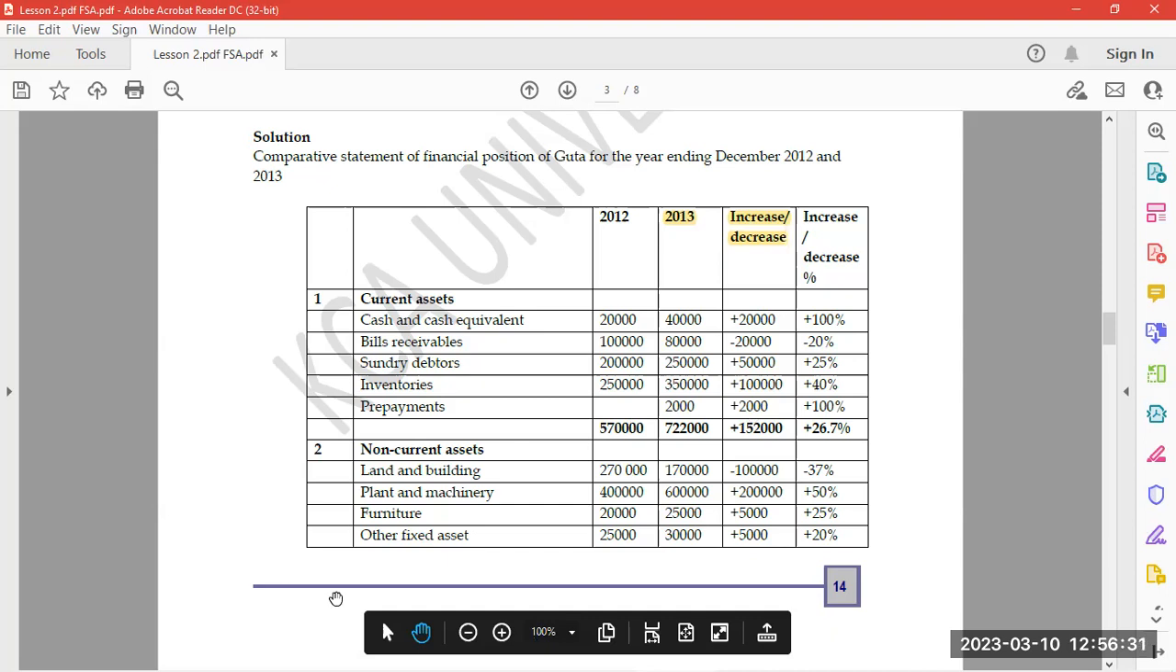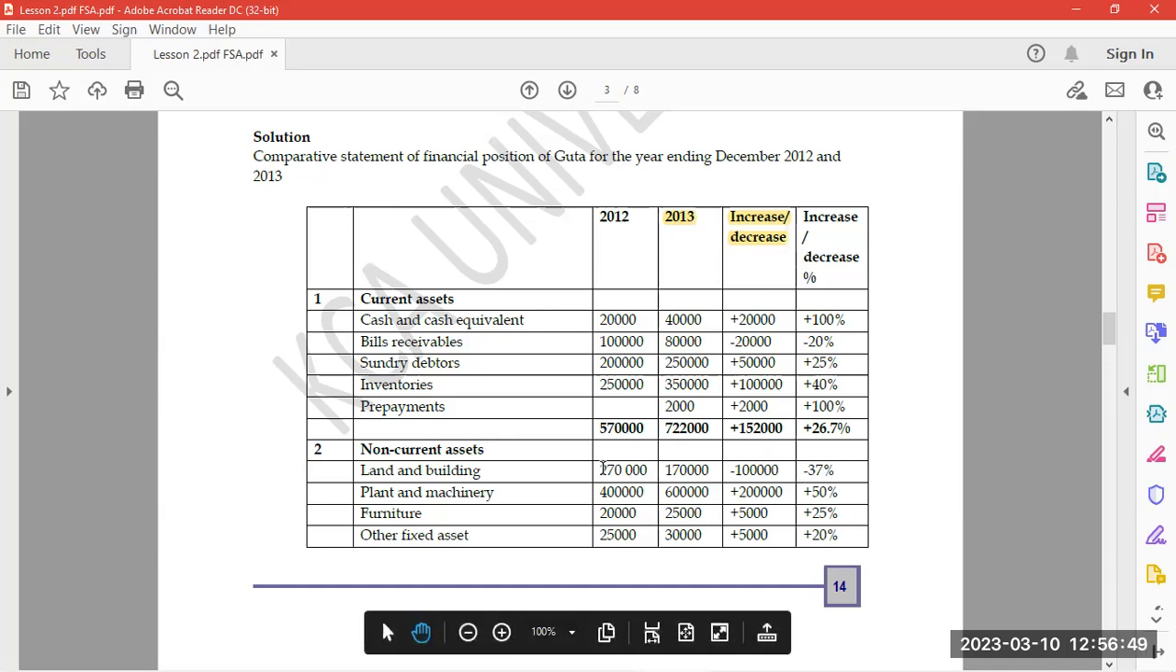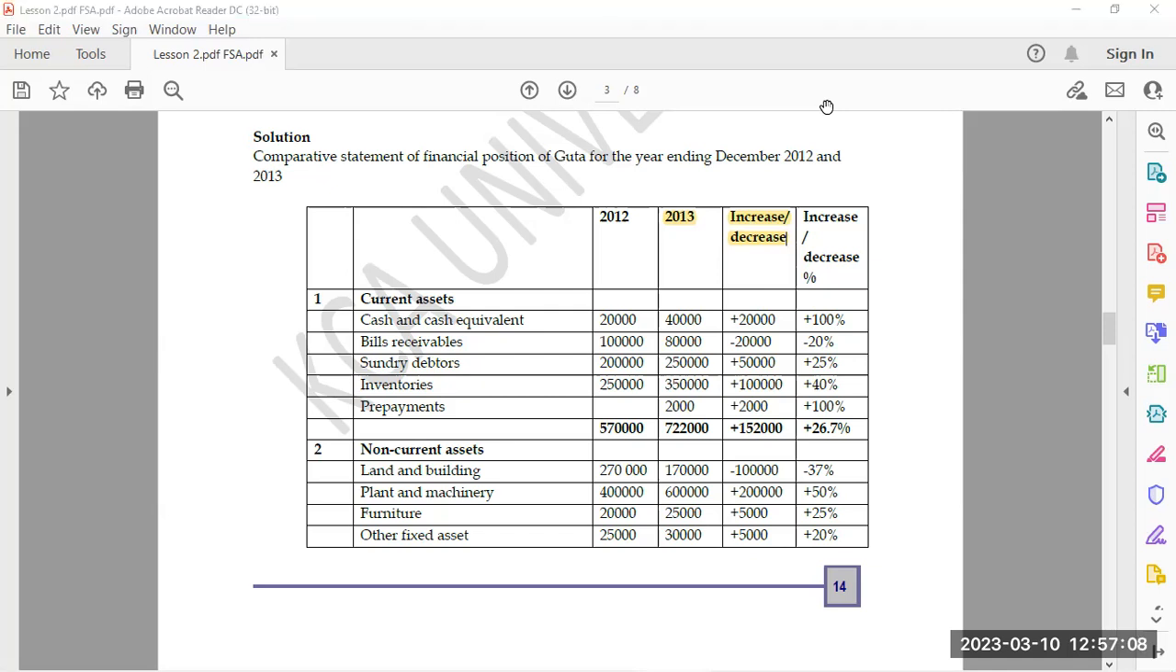If you come to non-current assets, you do the same. Land and building, we have plant and machineries, furniture, and other fixed assets. So you are going to take the current year minus the previous year, divided by the previous year, times 100%. If you take 170,000 minus 270,000, you are going to get negative 100,000. The negative 100,000 divided by 270,000, then you multiply by 100, you are going to get negative 37%.